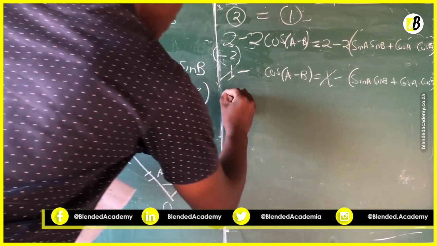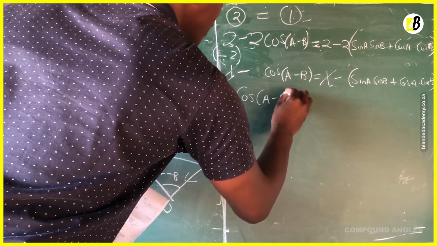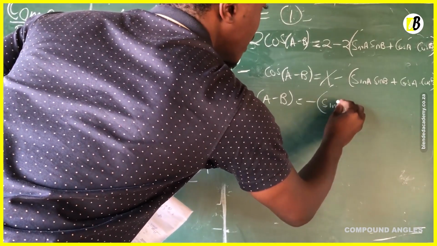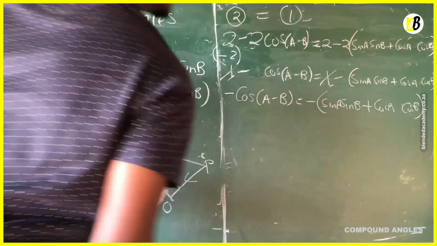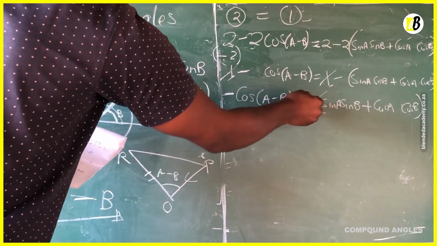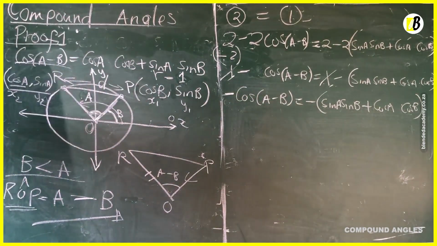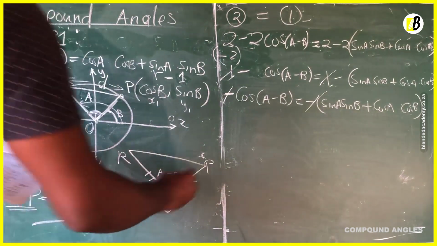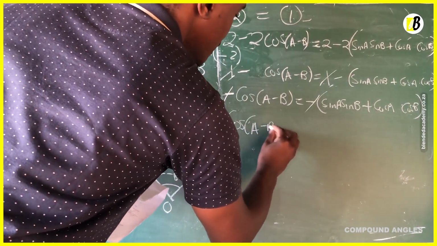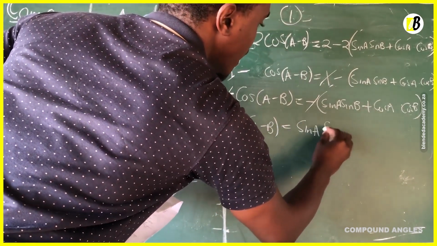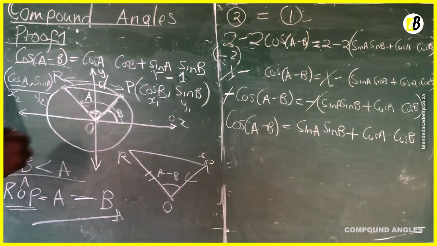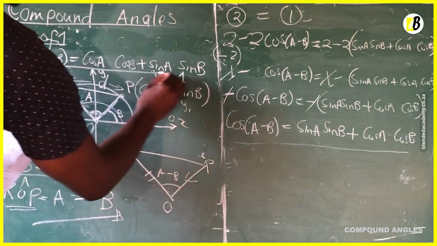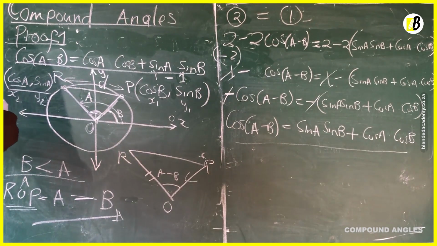The 1 is cancelled, and we're left with minus cos A minus B equals minus sine A sine B plus cos A multiplied by cos B. Now you can see that we have a negative sign on both sides of the equation. So we can eliminate that negative sign by dividing by negative 1 on both sides. So we're left with cos A minus B equals sine A sine B plus cos A multiplied by cos B. So now we've proven that this is indeed equal to cos A multiplied by cos B plus sine A multiplied by sine B.